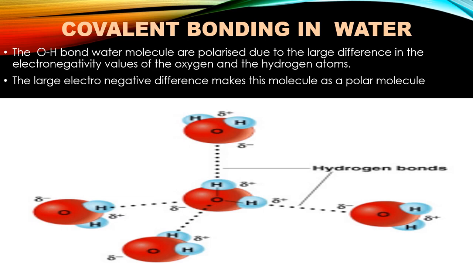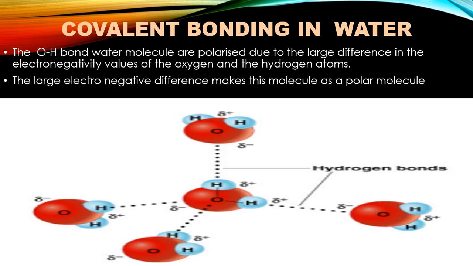Covalent bonding in water. The O-H bonds in water molecules are polarized due to the large difference in the electronegativity values of the oxygen and the hydrogen atoms. We already know that in covalent bond formation, electronegativity plays a major role. O is obviously a non-metal and H may be a metal. So the electronegativity difference is high. That's why it is acting as a covalent bond.